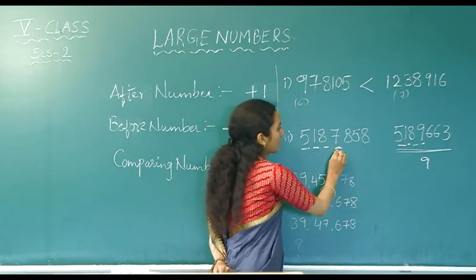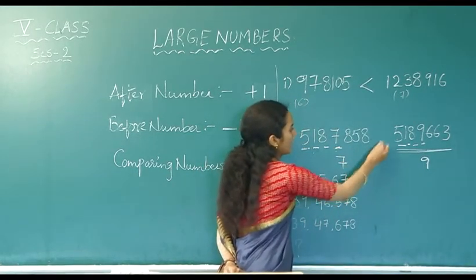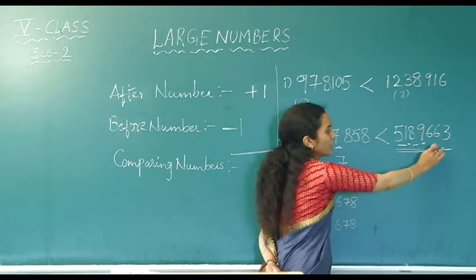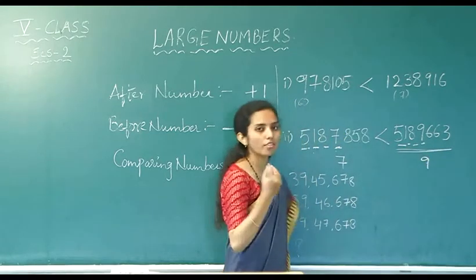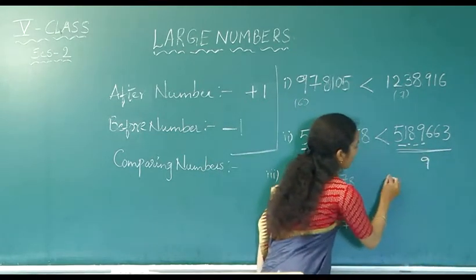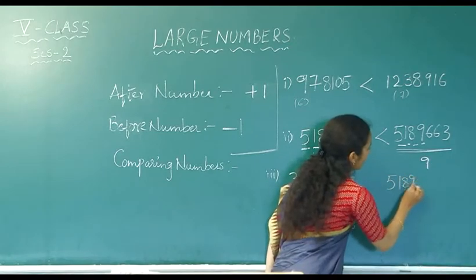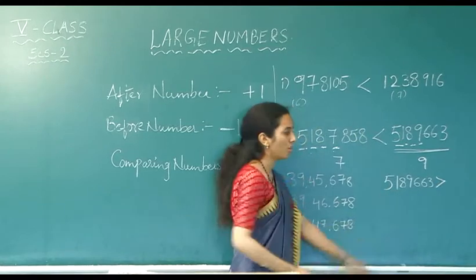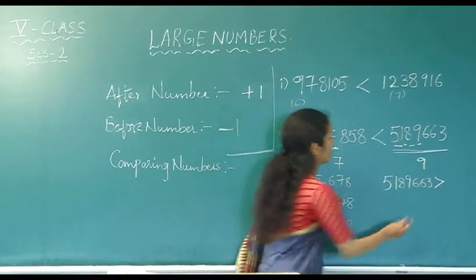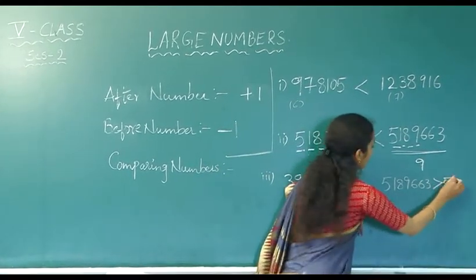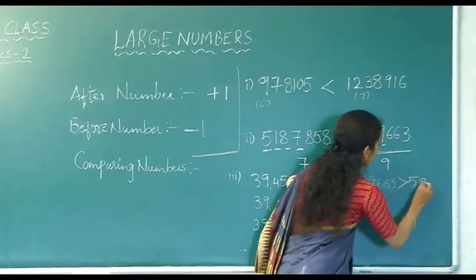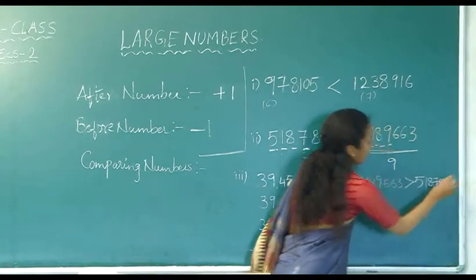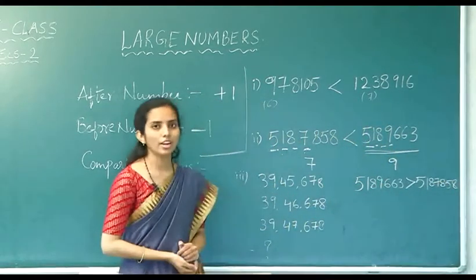51 lakhs 87,858 is lesser than 51 lakhs 89,663. Otherwise, we can also write it as 51 lakhs 89,663 is greater. This is the greater number, no? 9 is greater than which number? 51 lakhs 87,858. So, in this manner also we can write it.